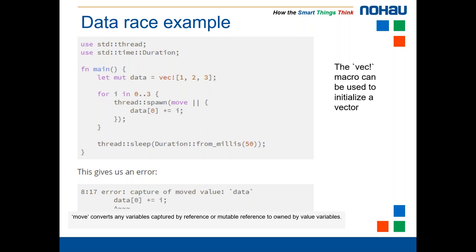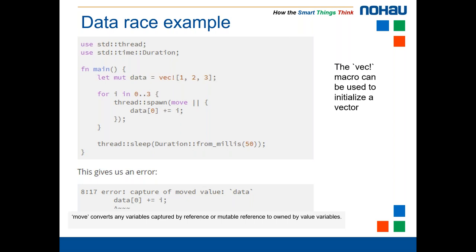So in the main function, we're going to iterate from 0 to 3. We are going to create a thread with thread spawn. Now, this move keyword here is significant. It will convert any variables captured by reference to mutable references, and it's trying to solve the problem of how you don't want these data races.